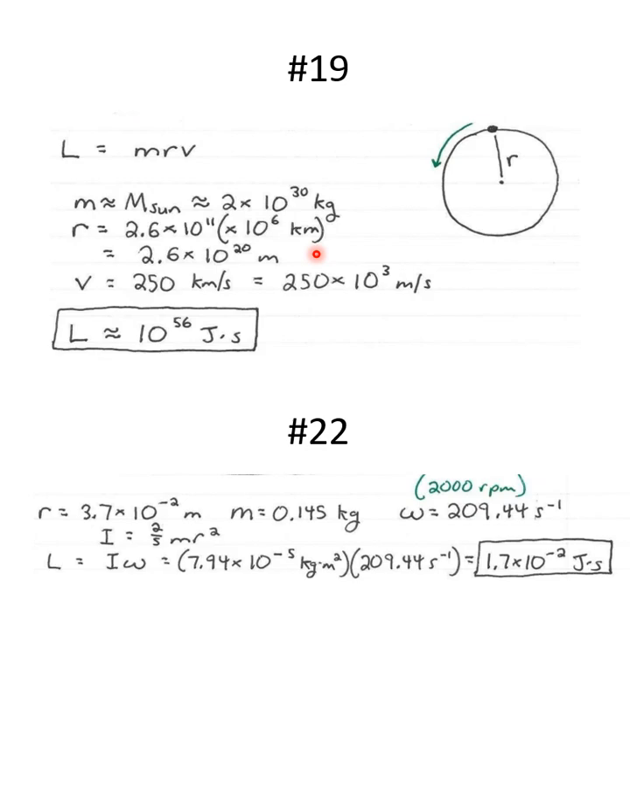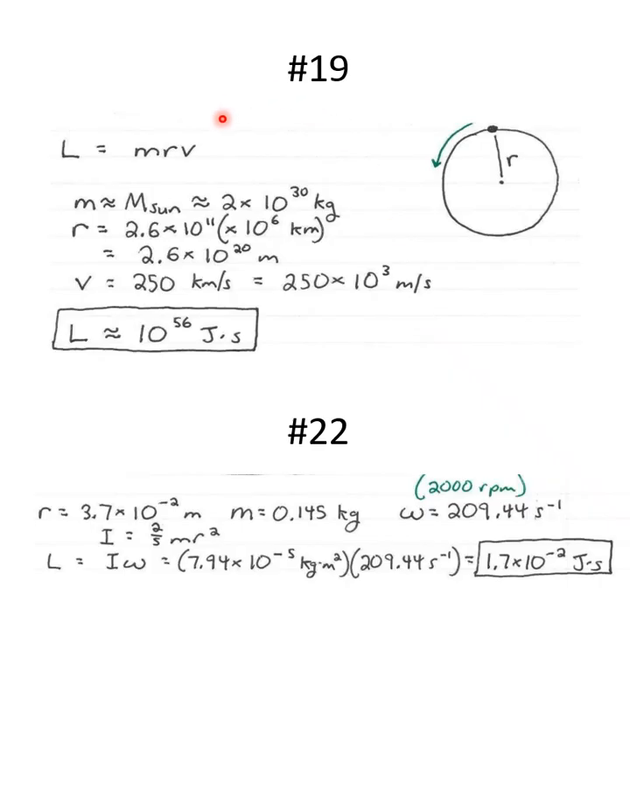and for V, we look in the very last column and it says the mean orbital speed. Again, we're just looking at the value for the sun in kilometers per second, 250 kilometers per second. Let's call that 250 times 10 to the third meters per second. And those are the things we need.